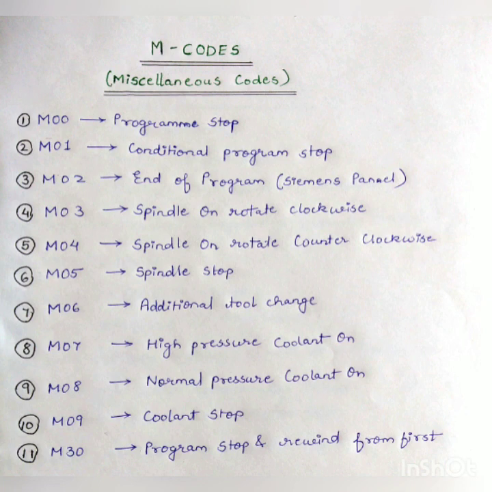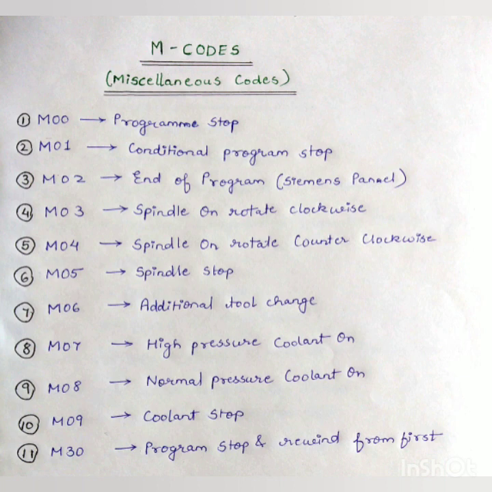The first one is M00, that means program stop, that is used to end a program. Then second one is M01, that is conditional program stop, which we generally use when we have to inspect the workpiece in between the operation is being performed. Third one is M02, that is end of program, which is used in the Siemens control panel for ending a program. There are codes like this M02 which are especially used in a special type of control panel.